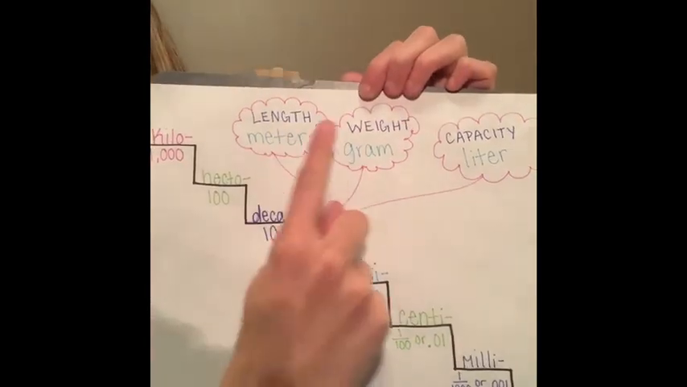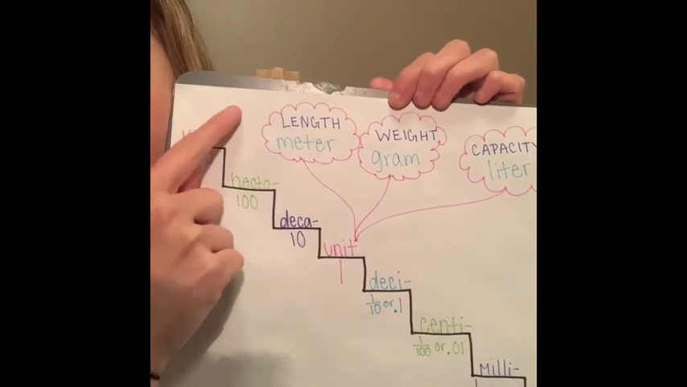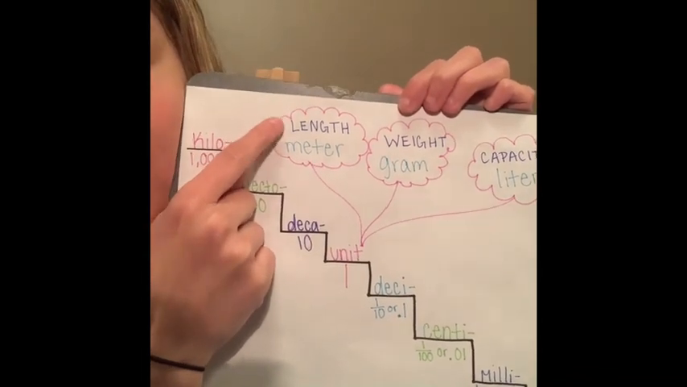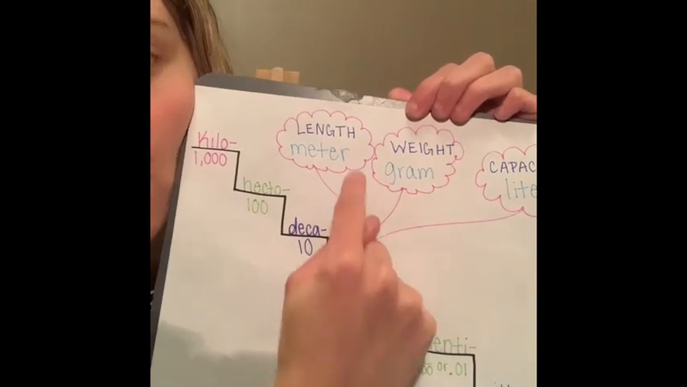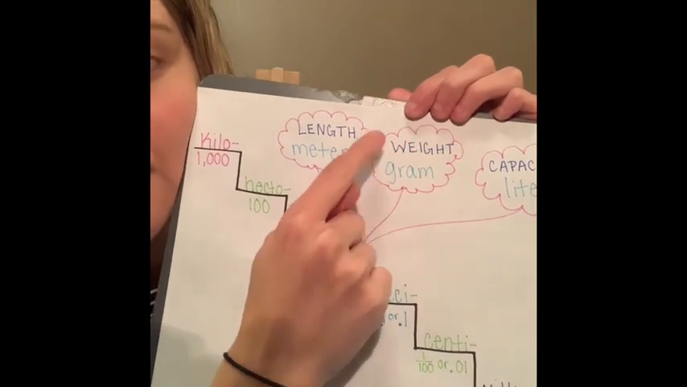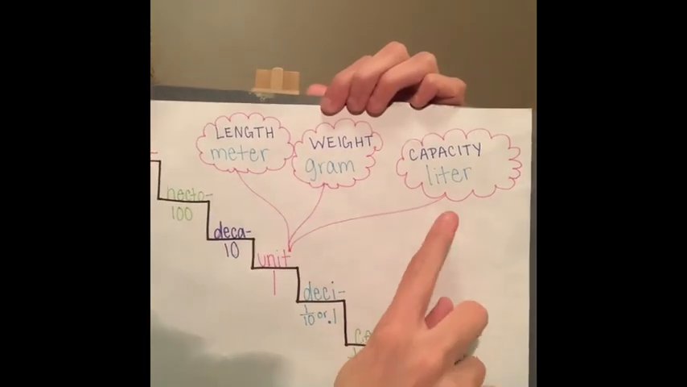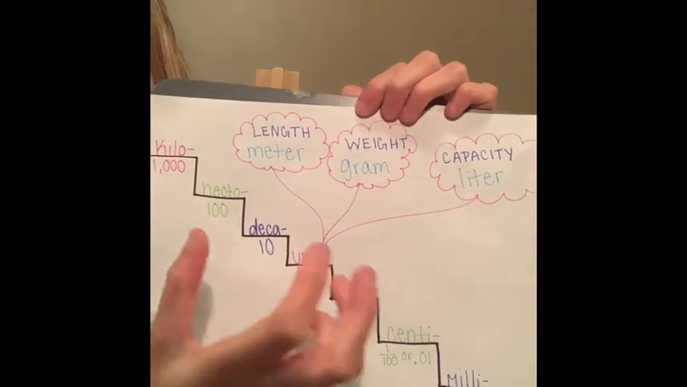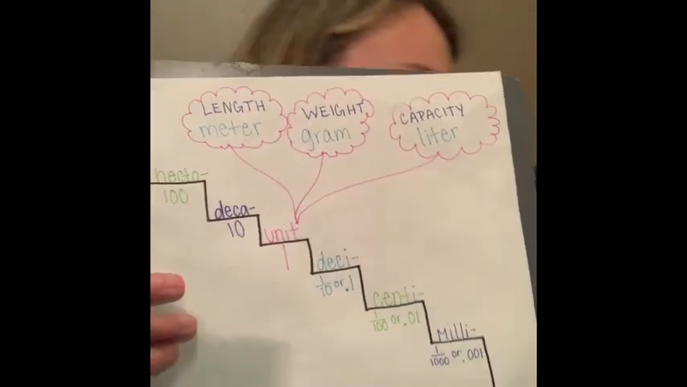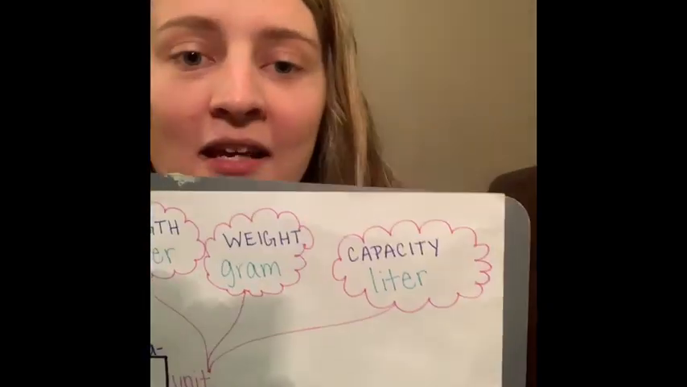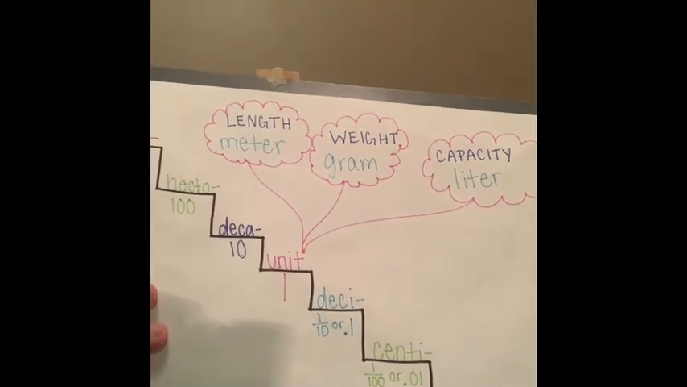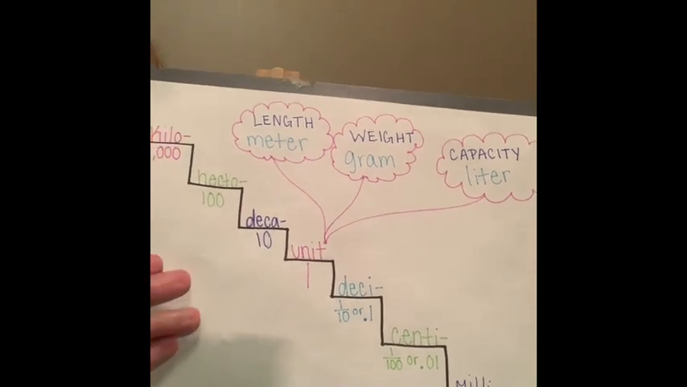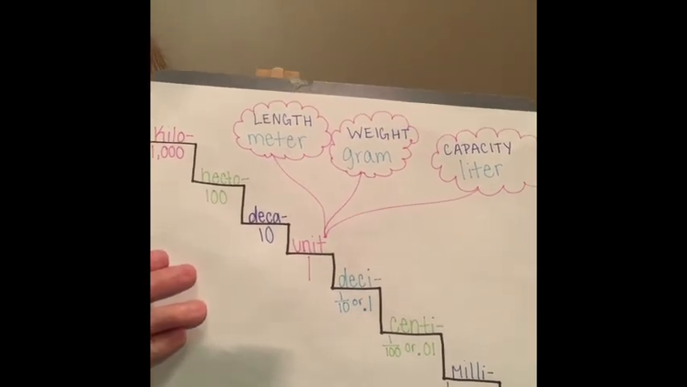Here we have the 3 types of measurement. So in the metric system, we measure how long something is, the length of something, in meters. We measure the weight of something, how much something weighs, in grams, and the capacity of something, which is how much something holds. For instance, how much can my Starbucks cup hold? Capacity in the metric system, we measure that in liters. And remember, you can pause me at any moment if you need to copy any of this down.